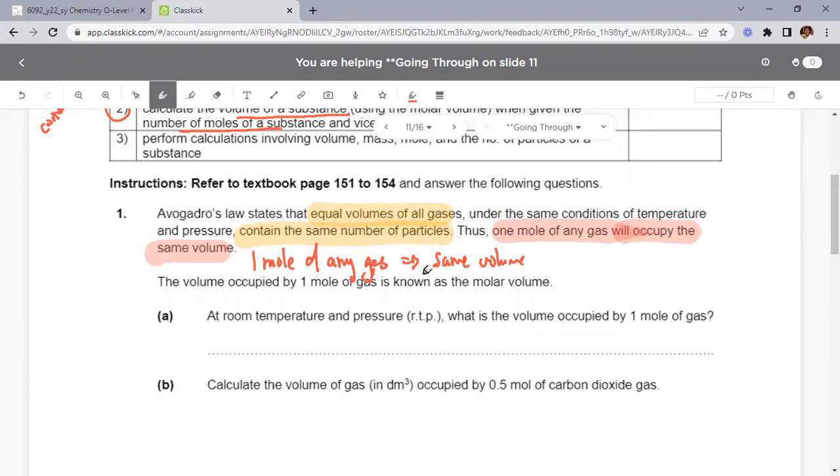The volume that it occupies is known as the molar volume. What is the molar volume? It's actually 24 dm3. At room temperature and pressure, the volume occupied by 1 mole of gas is 24 dm3. What exactly is 24 dm3? This is the same as 24,000 cm3. 24 dm3 is cubic decimeter, equivalent to 24,000 cm cube. Most of the time you are more familiar with cm cube, but in chem, whenever we talk about volume of gas, we tend to use dm cube instead of cm cube. So just take note of that.